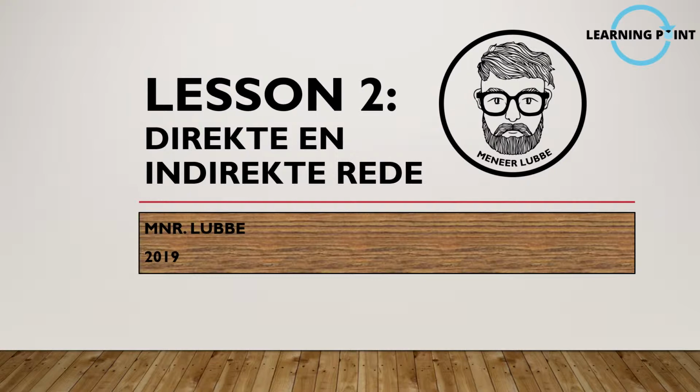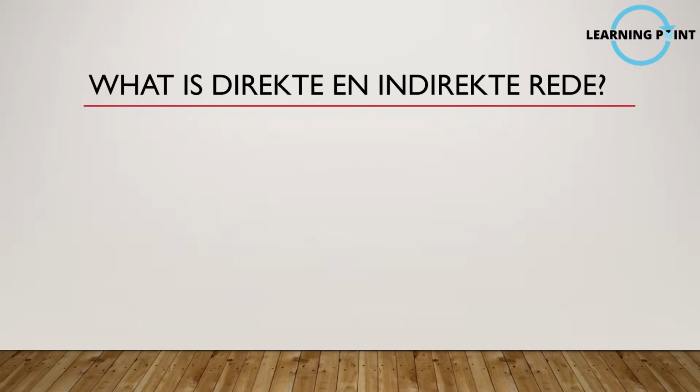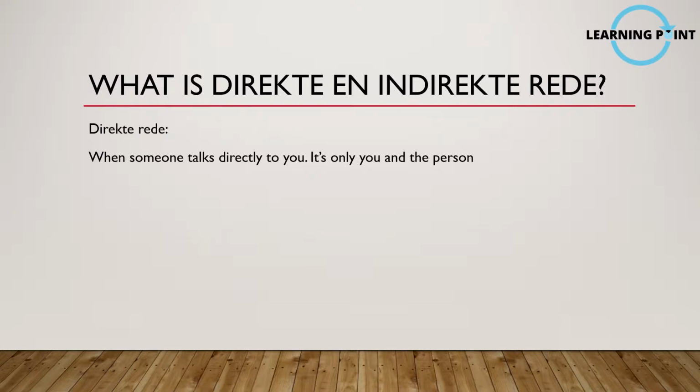Vandag gaan ons kyk na direkte en indirekte rede wat in Engels direct and indirect speech is. And to understand that, we firstly have to look at what is direkte en indirekte rede. So when I'm talking about direkte rede, direct speech, then it is when someone talks directly to you. It's only you and the person. So it's a discussion between two people and it's directly to one another.